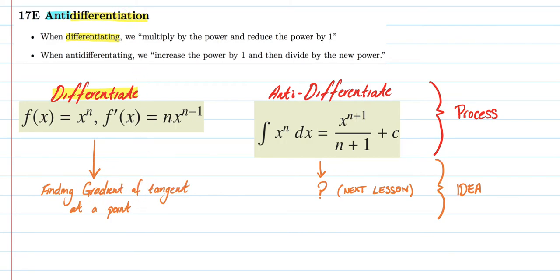What we're going to be talking about today is anti-differentiation. And as you can see here, the process is just directly the opposite to differentiation. So we're going to increase the power by one and then divide by the new power. So as you can see here, we're first going to add one to the power and then divide by that new power. And you can see that that's directly opposite to what we were doing here, in which our first step was multiplying by the power, then reducing the power by one. So if you analyze these statements, you can see that they're directly opposite to each other.